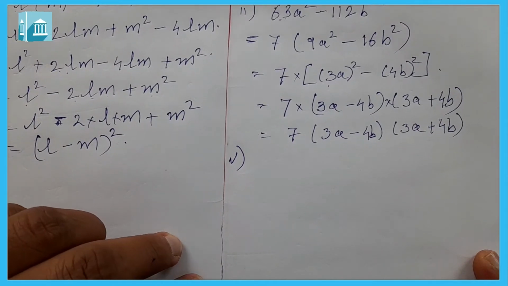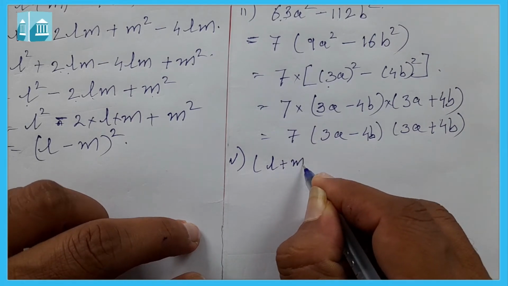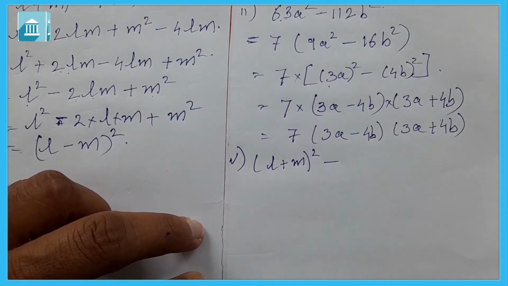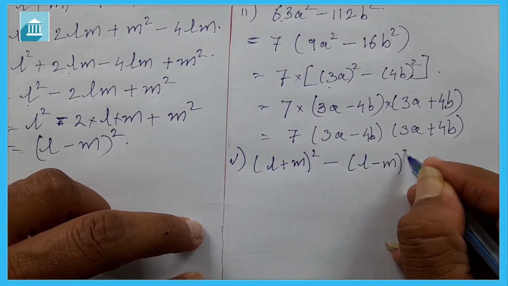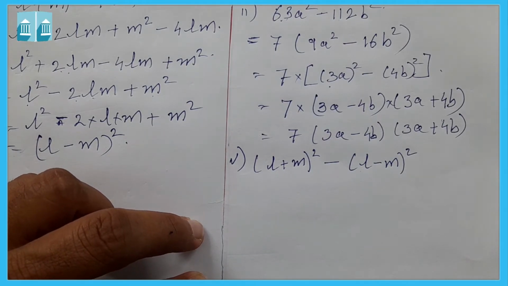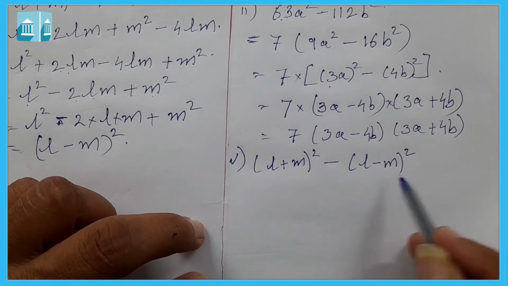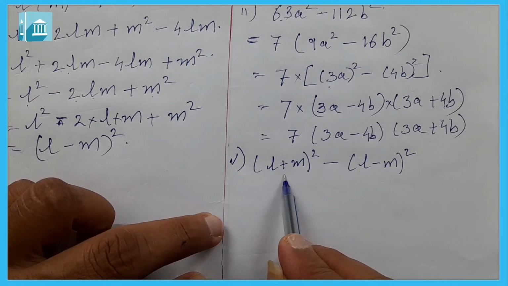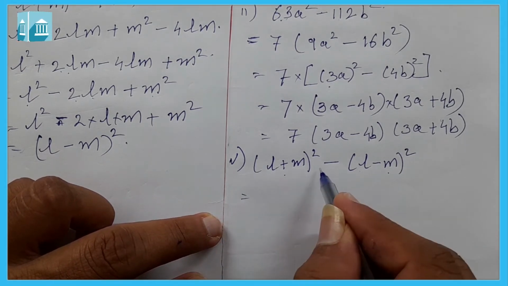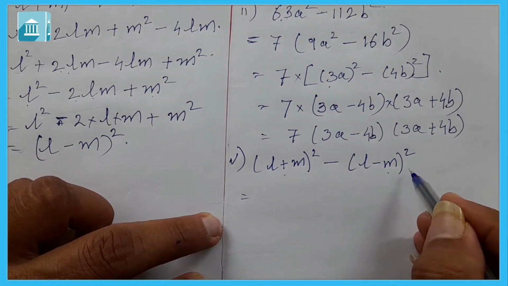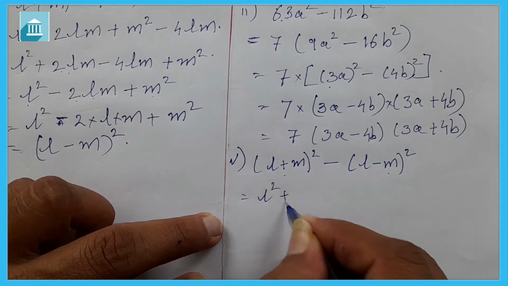Question number 5 is l plus m whole square minus l minus m whole square. Now this can be done in two ways. First, we can use a plus b whole square minus a minus b whole square. We can also use a square minus b square, taking l plus m as a and l minus m as b. Or we can do it directly.